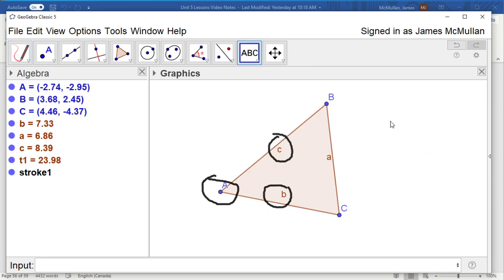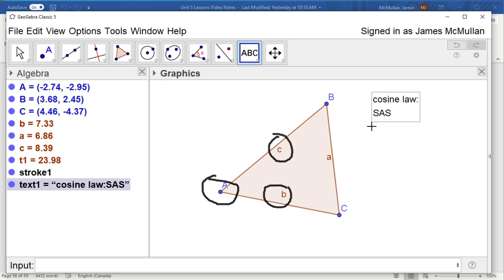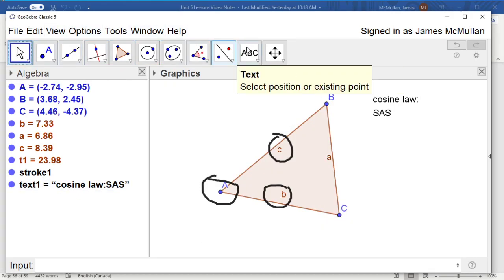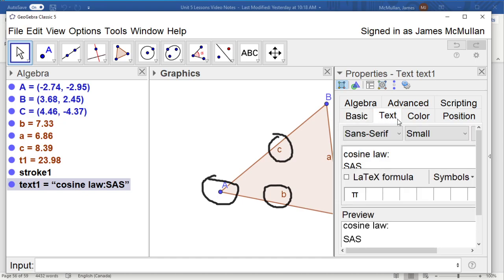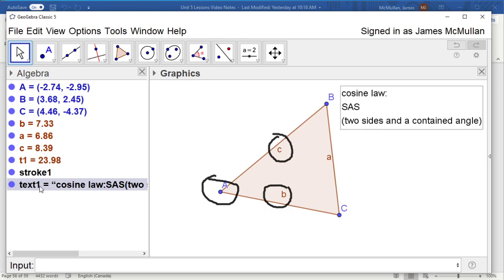So this is one of the circumstances where you use the cosine law if you have side angle side. And the idea there would be the angle, you know the angle in between the two sides. So what we say for this one is two sides and a contained angle. Okay, and that would mean that you're using the cosine law. That's one of the times you do it.